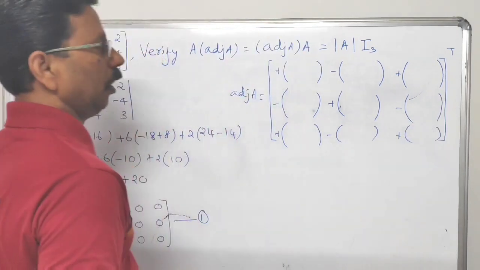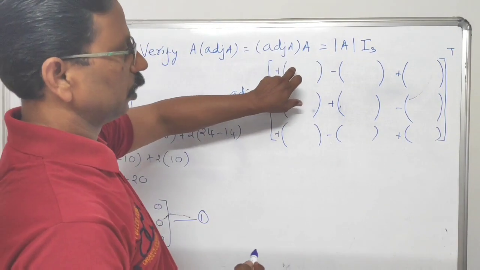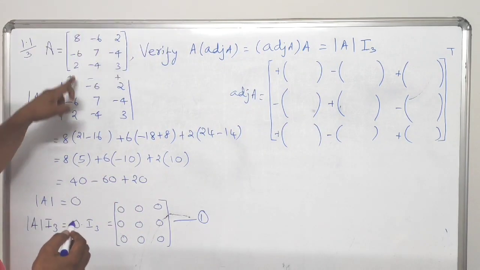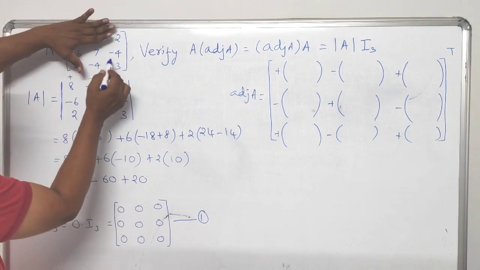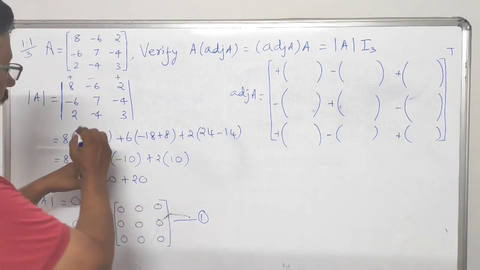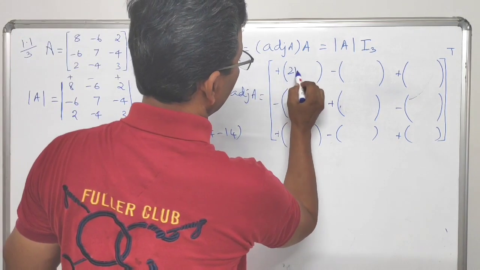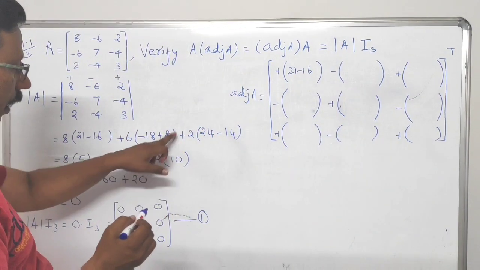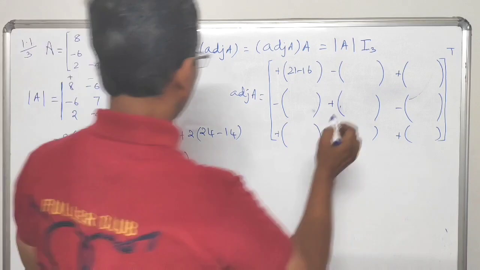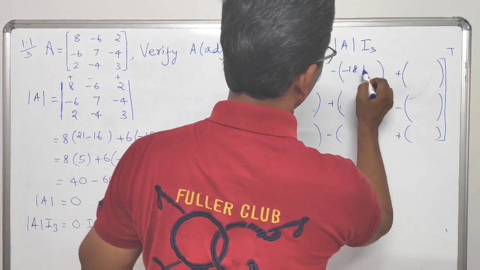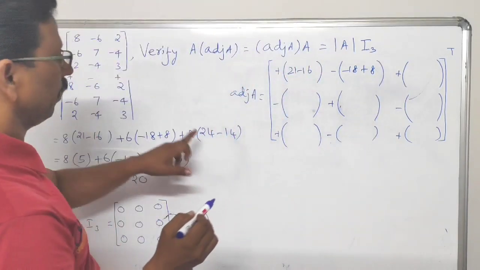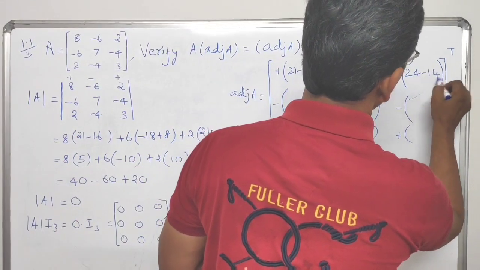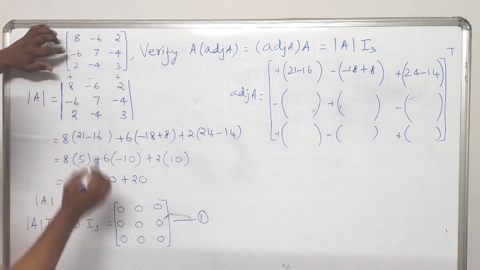Now for finding the cofactor of the first element, leave the first row and first column, then you have to find this part. This part we have already done here: 21 minus 16. Now for the second element, we have already done it here, don't take this one, consider only this one: minus 18 plus 8. Now for the third element we have done 24 minus 14.